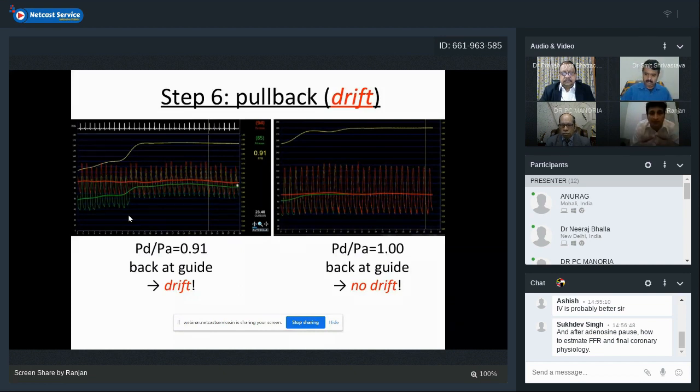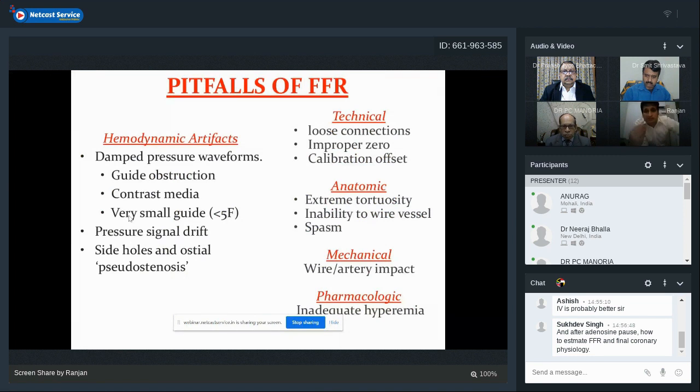So it's very important that when you finally pull back the wire to the aorta, which is the guiding catheter here, you should make sure that the PD by PA is 1. It's a lot of work when you do FFR, and artifacts are very common, especially when we reuse the wire. It's very difficult and takes a lot of time. Sometimes it's much easier to stent a lesion than actually do FFR. But do it properly for the best results.